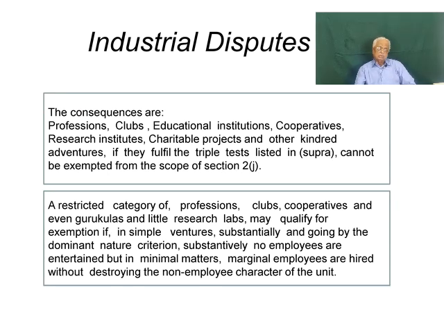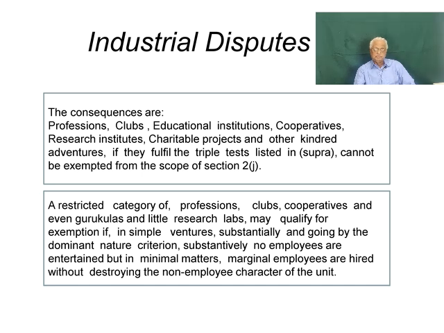The consequences are that professions, clubs, educational institutions, cooperatives, research institutions and charitable institutions and all kindred adventures fulfill the tests and cannot be exempted from the scope of the definition. It means that they are also treated as industry in this meaning. Only a restricted category of professions, clubs, cooperatives and gurukulas have been exempted, which is a very small category.